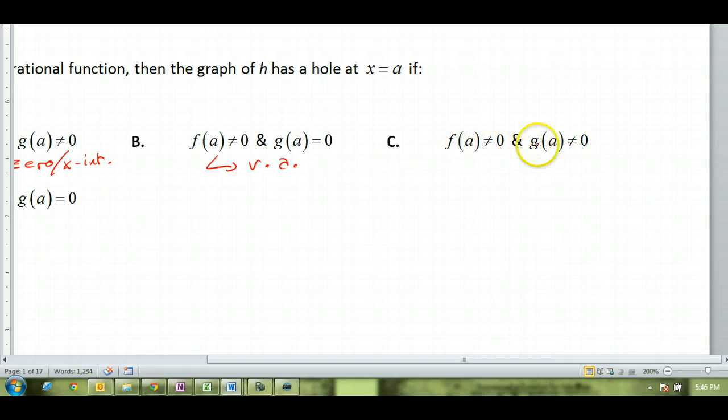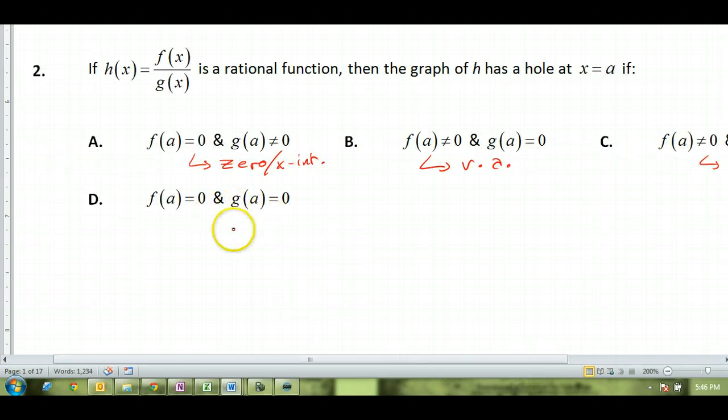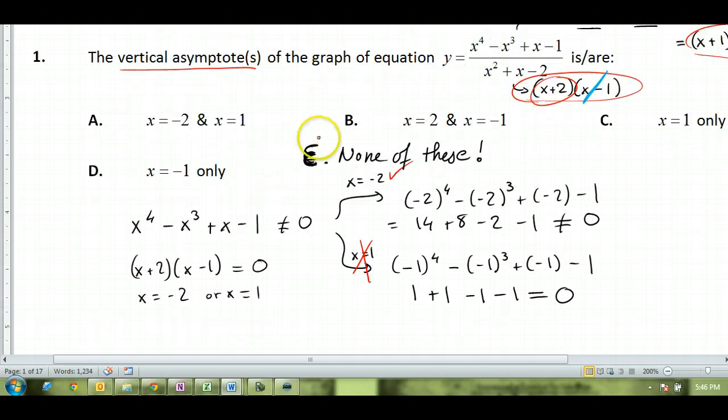If both of them are different than 0, well, it just gives you nothing. It's just a point on the graph, okay? You just plug in, you find the output point on the graph. And if both of them are 0, this is a hole. So the answer for 2 is D. And the answer for 1 is none of these. All right.